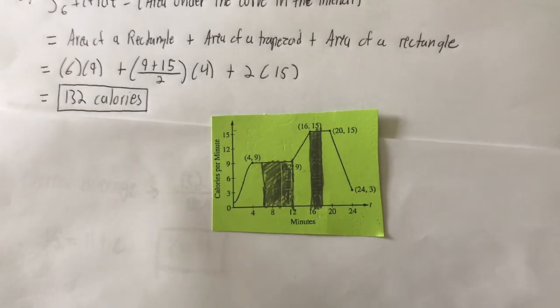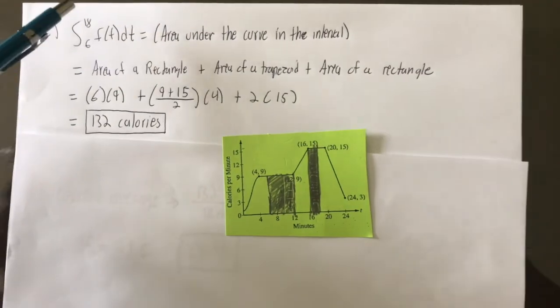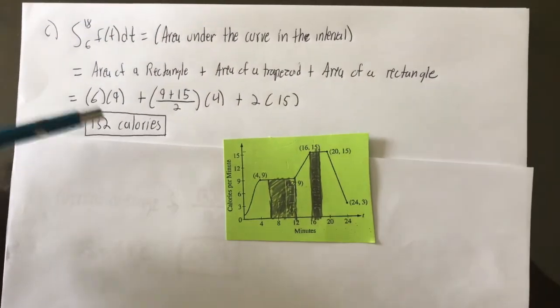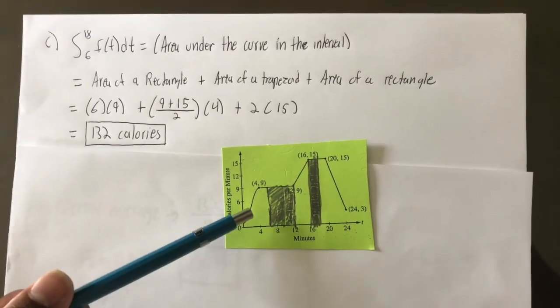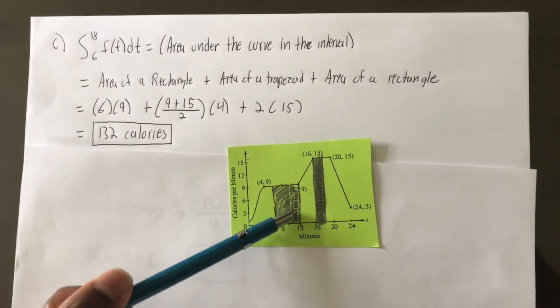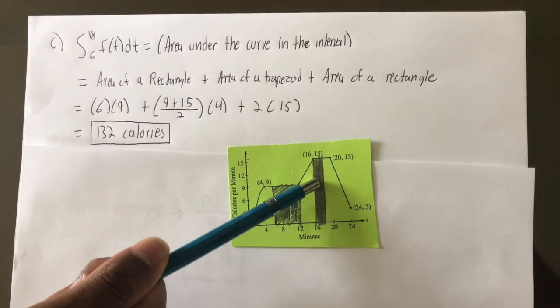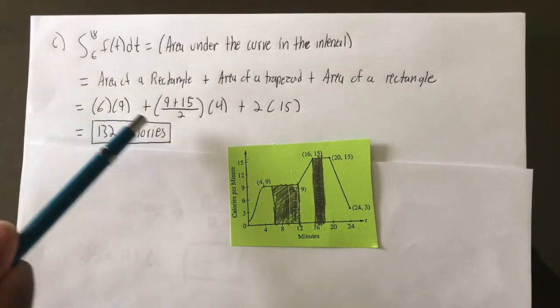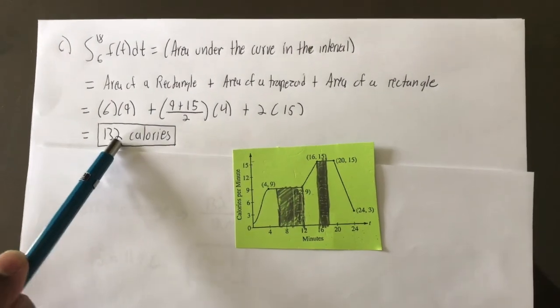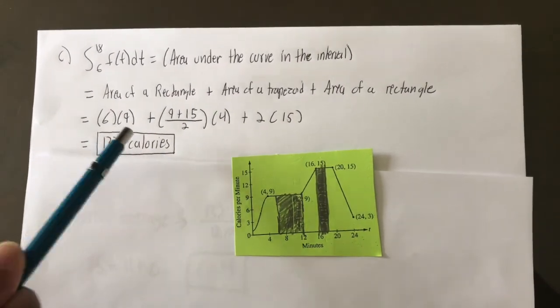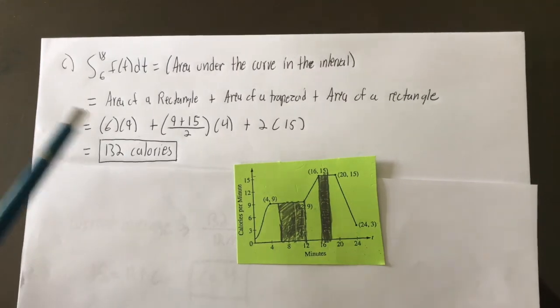So what we can do, since integrating is just finding area under the curve, is use geometry to find the area. What I did is we used a rectangle here, a trapezoid here, another rectangle, and then just using the dimensions of those shapes, we found the area under the curve to be 132, and in this application to be 132 calories burned over the interval 6 to 18.